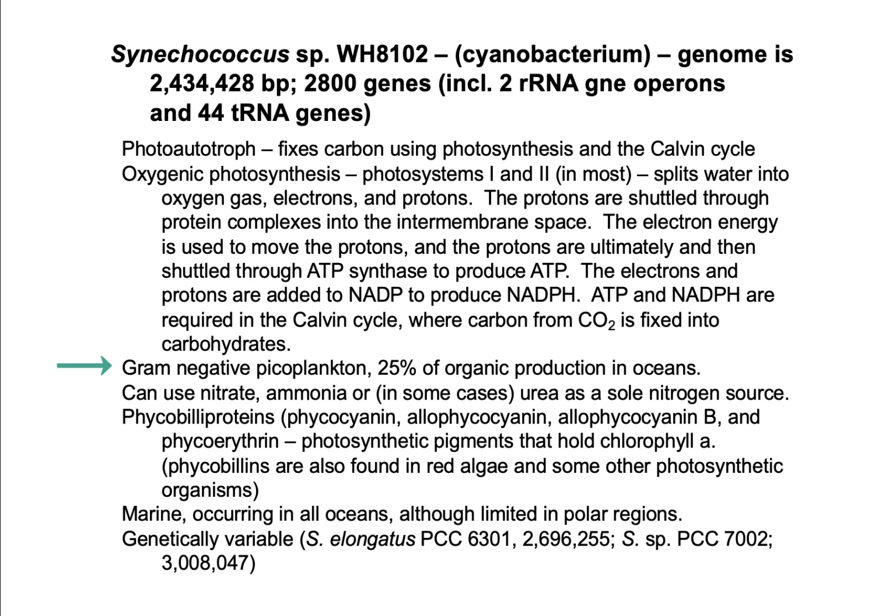So again, this is a gram-negative picoplankton. That is, these are actually small cells. And 25% of the organic production in the oceans comes from this group of cyanobacteria. It can use nitrate, ammonia, or urea as a sole nitrogen source.